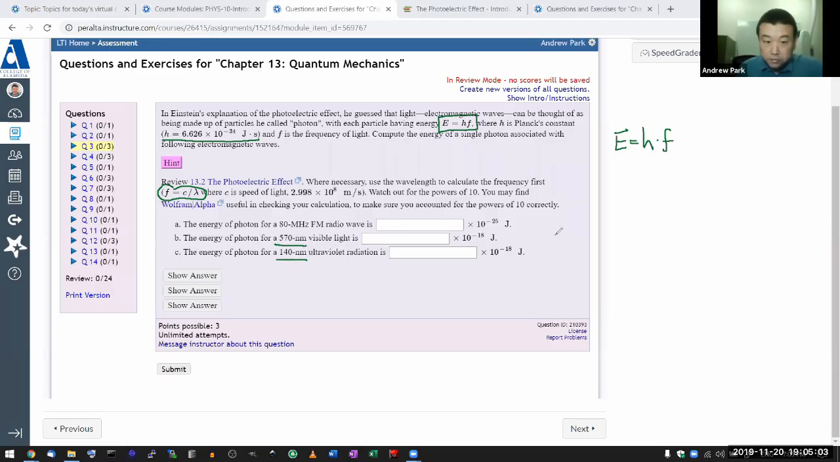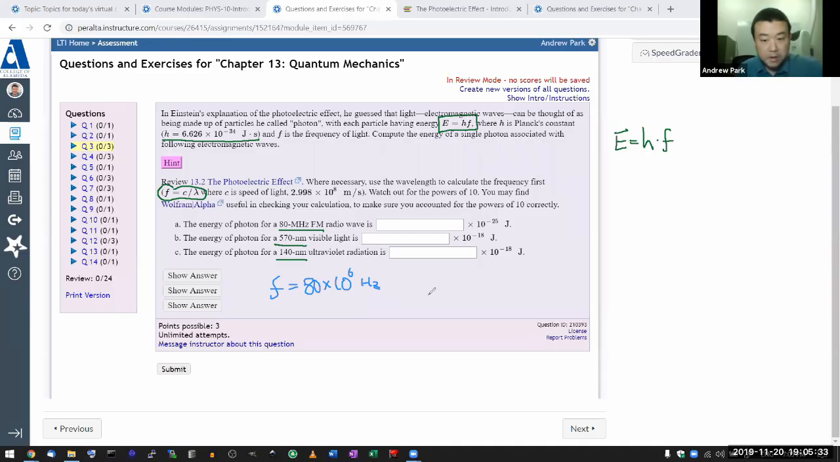So let's go ahead and do this calculation. The first question, we are given the frequency of the radio wave. Just to spell it out, the frequency that's given there is 80 megahertz, or 80 times mega, the metric prefix meaning 10 to the 6, or a million, so 10 to the 6 hertz. So I have Planck's constant there.